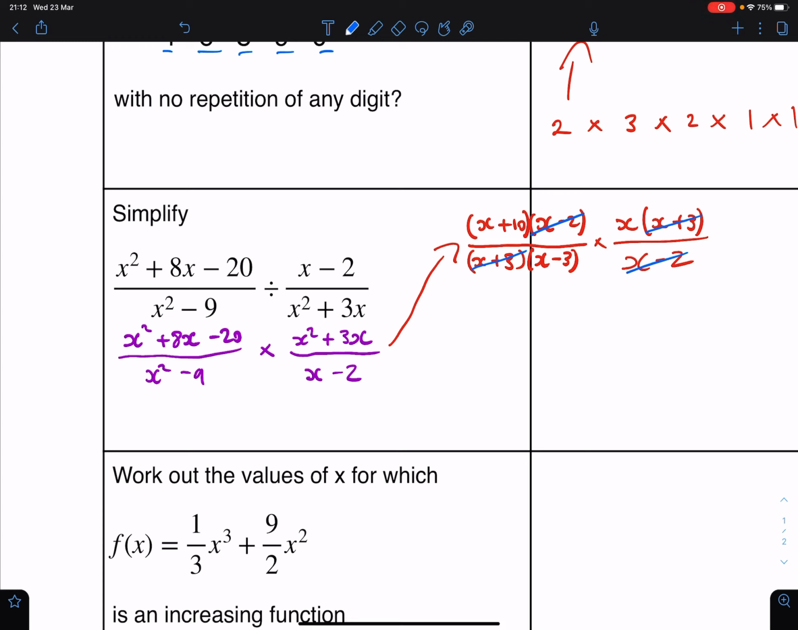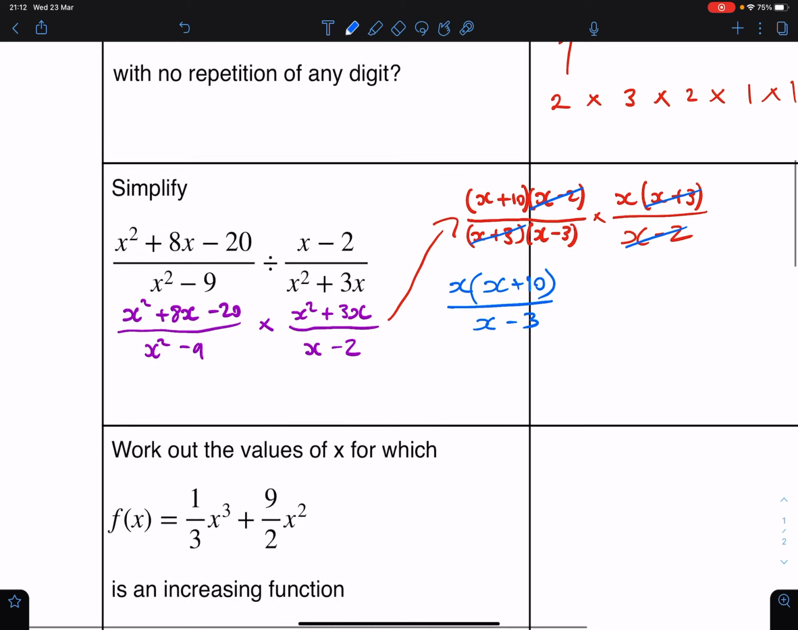So that leaves us with x plus 10 multiplied by x. I'm going to put that at the front now. And that's all divided by x minus 3. That is good enough, guys. We are good. We're done.